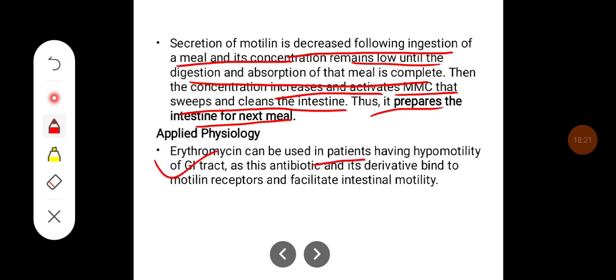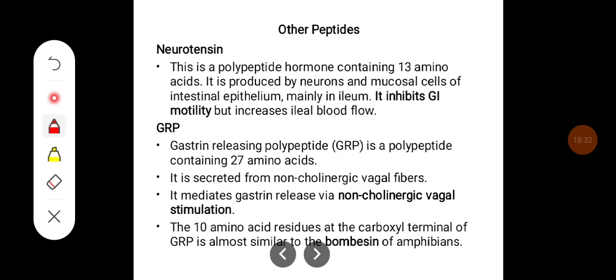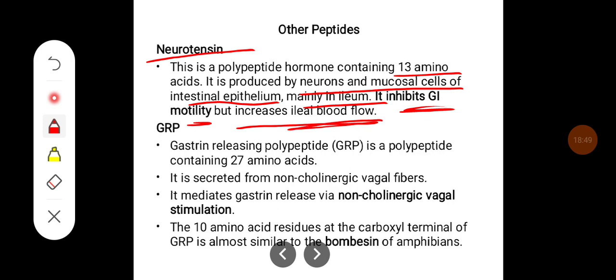Erythromycin can be used in patients having hypomotility of the GI tract, as this antibiotic and its derivatives bind to motilin receptors and facilitate intestinal motility. Other peptides like neurotensin, which is a polypeptide containing 13 amino acids, is produced by neurons and mucosal cells of the intestinal epithelium, mainly in the ileum. It inhibits GI motility, but it increases the ileal blood flow.